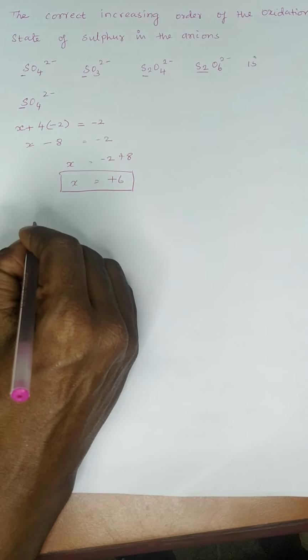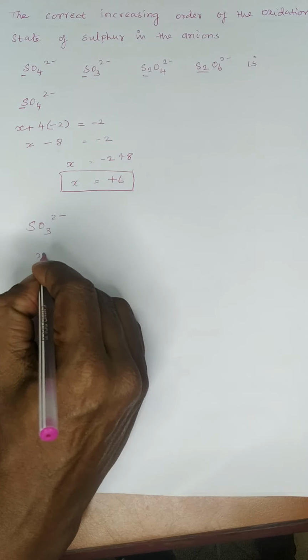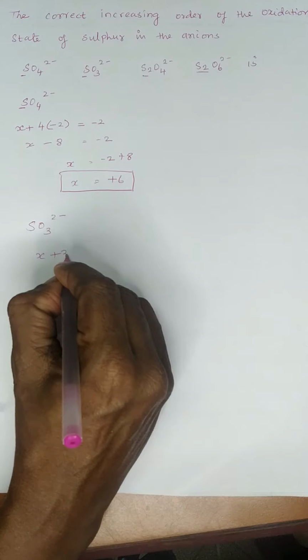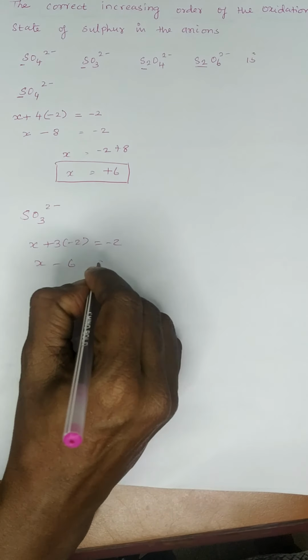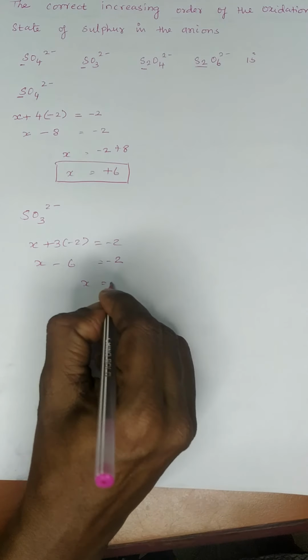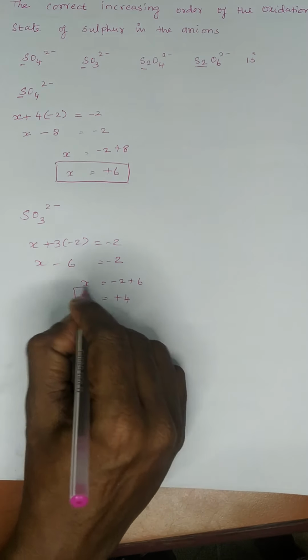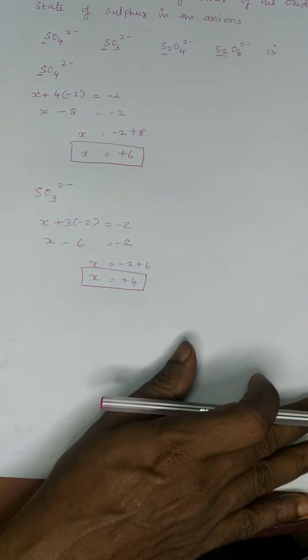Then SO3 2 minus. Here also only one sulfur atom, so we take it as X. 3 oxygen atoms, 3 into minus 2, equal to minus 2. X minus 6 equal to minus 2. X equal to minus 2 plus 6, which is equal to plus 4. The oxidation state of sulfur in SO3 2 minus is plus 4.